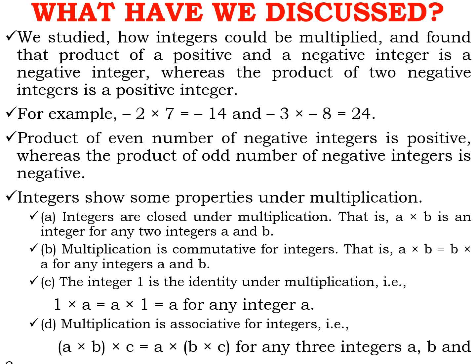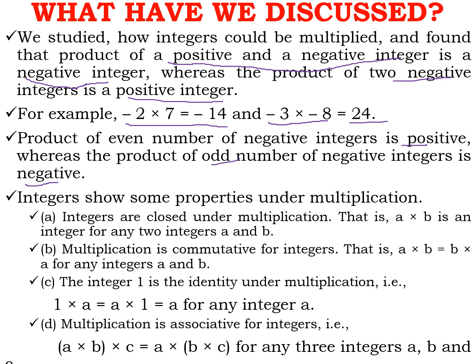We studied how integers could be multiplied and found that a product of a positive and a negative integer is a negative integer, whereas the product of two negative integers is a positive integer. For example, minus 2 into 7 is minus 14 and minus 3 into minus 8 is 24. Product of even number of negative integers is positive, whereas the product of odd number of negative integers is negative.